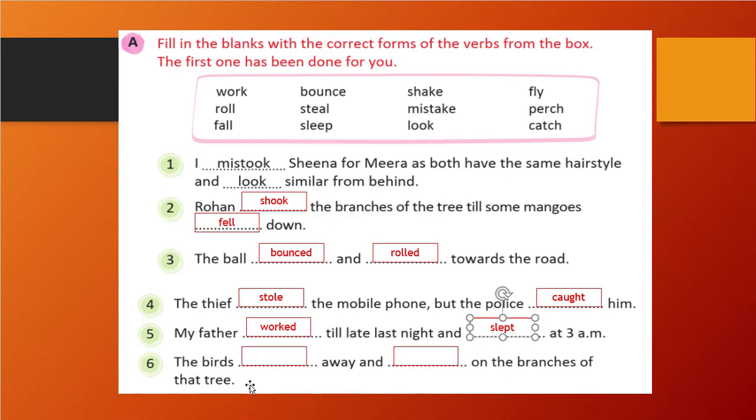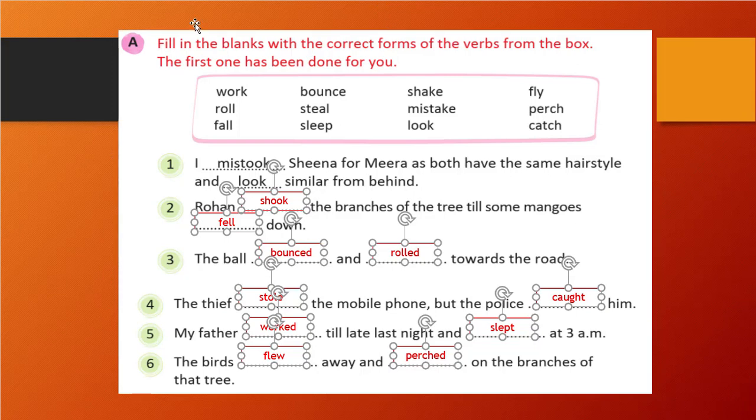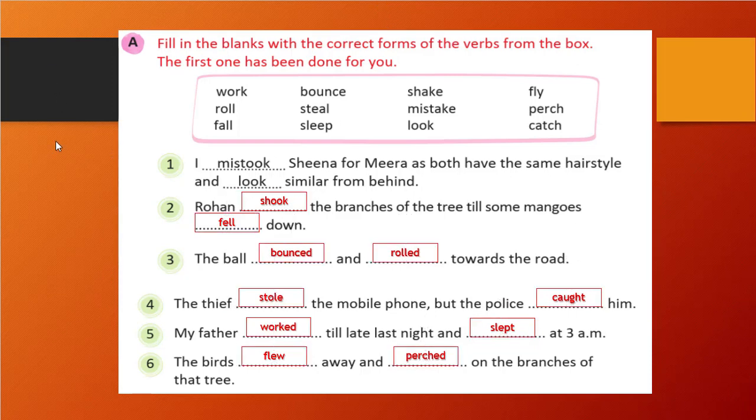Correct? In the sixth sentence also you see the birds now, fly and perch, only these two words remain. So the birds obviously they flew, fly's past is flew, so flew away, and perch's past form is perched. We will add ed, so and perched on the branches of that tree. So you can see what we need to do in this exercise: we need to write the past form of the given verbs, and we need to use the appropriate verb to fill in the blanks that we have done, correct? So let's see the further exercise, what it is.